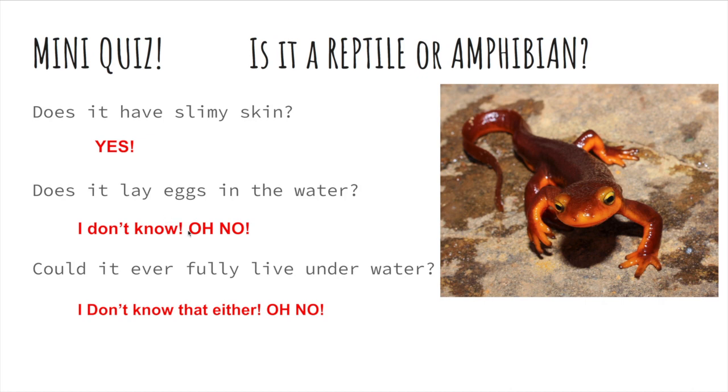But here's the cool thing. As long as you have said yes to any of these 3 questions, it's going to be an amphibian. That's right. So this guy right here is an amphibian because we said it has slimy skin. No reptile has slimy skin. Okay? Even if you don't know if it lays its eggs in water, that's okay. If you don't know if it ever fully lived underwater at some point, that's okay. As long as you figure out the slimy skin part, I think you guys are going to be just fine.